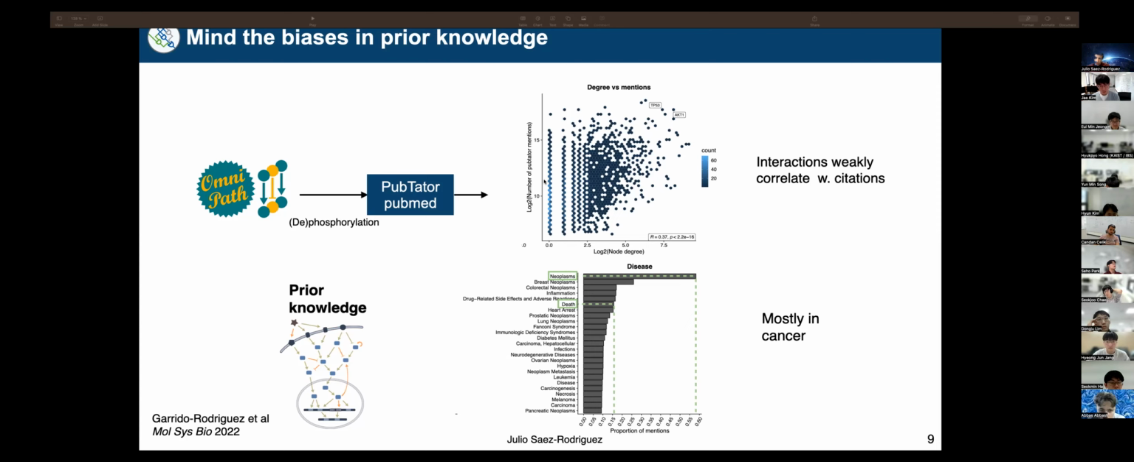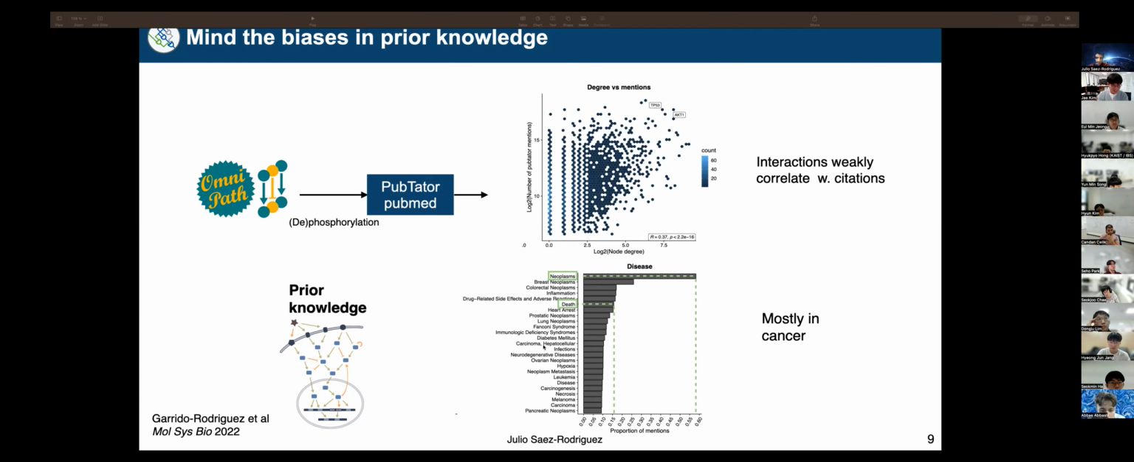Second, most of our knowledge comes from the cancer context. Here you see the proportion of knowledge, and a lot of it is related to cancer or even to death, right? So we have a lot of knowledge of the cancer disease context, and again it is not clear how much of that holds for other contexts.